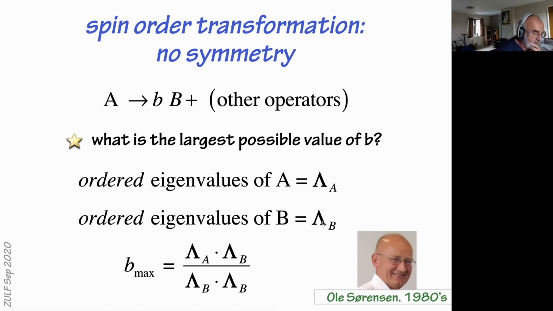You do the same for B. And then the maximum value of this factor, which tells you how much polarization you can transfer from one order, one operator to another, is given by this construction. It's just the dot product between these two sets of eigenvalues divided by the norm squared of the operator B. So if you just calculate that factor, you can do this for any operator A and B. And Ulla Sørensen and co-workers used this for treating many problems of polarization transfer in high field NMR.